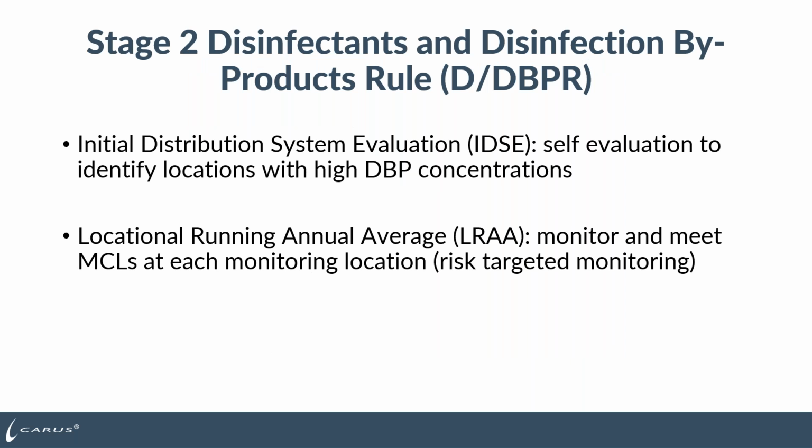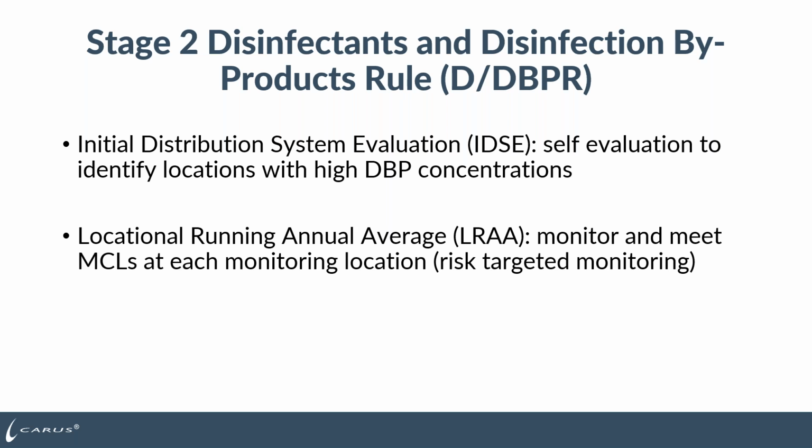The stage 2 rule came out based on testing that they had done when the original stage 1 rule went into effect. And the idea was plants were going to go back out and do an initial distribution system evaluation to identify locations where you had high disinfection byproduct concentrations. So target it toward the sites where you had the highest disinfection byproducts. The other thing that it did was it was going to be a locational running annual average, which meant that you no longer averaged the whole system together. So you didn't get to average low sites with high sites.